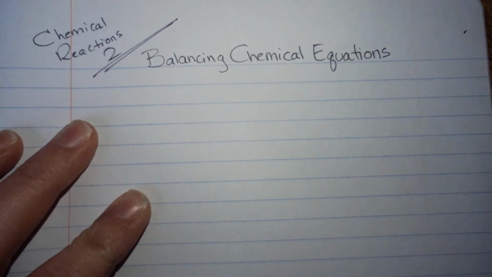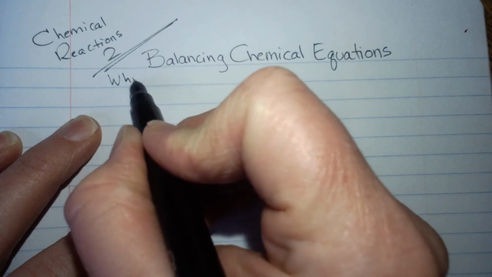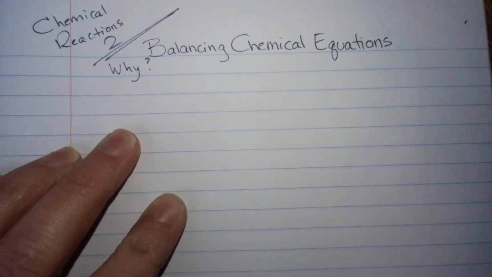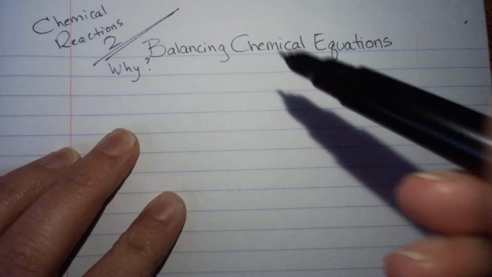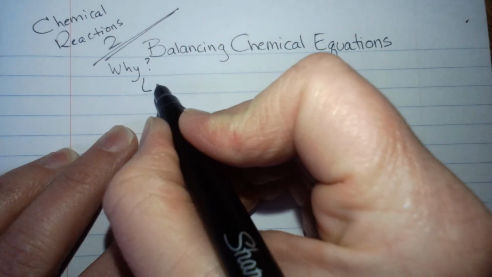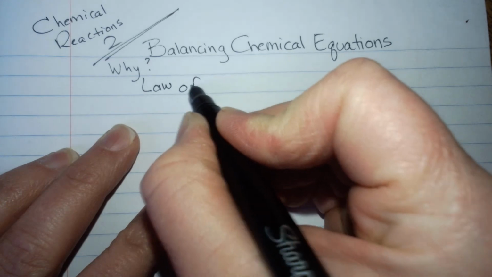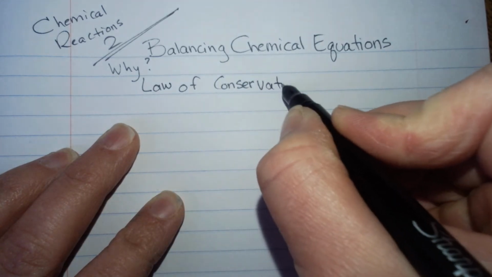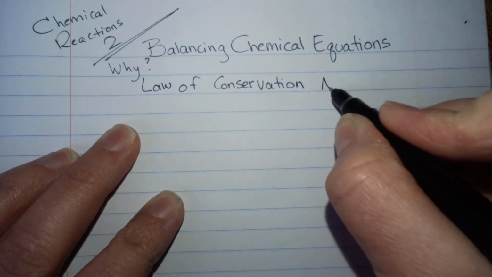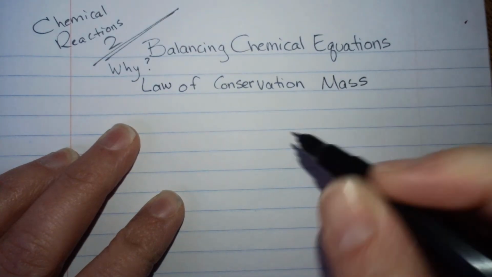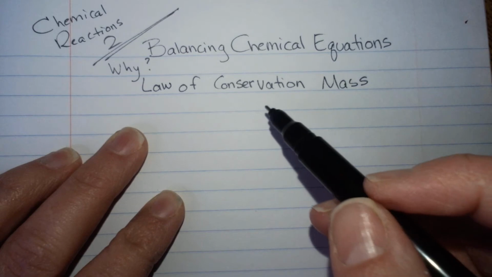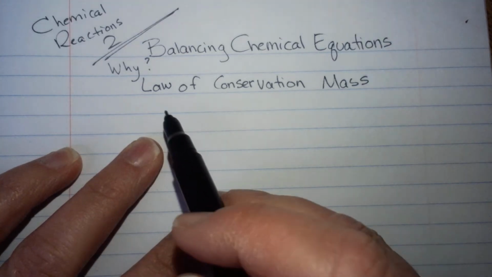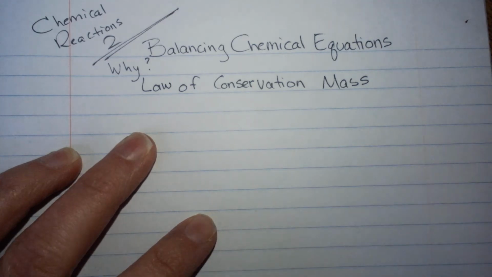Alright, so why? Why do we have to go through all of this work for balancing chemical equations? The best answer is because of the law of conservation of mass. Now, some of you could probably already tell me what the law of conservation of mass is from experience or just from the title. You know the law of conservation of energy from probably other classes. The law of conservation of mass. What does that mean?